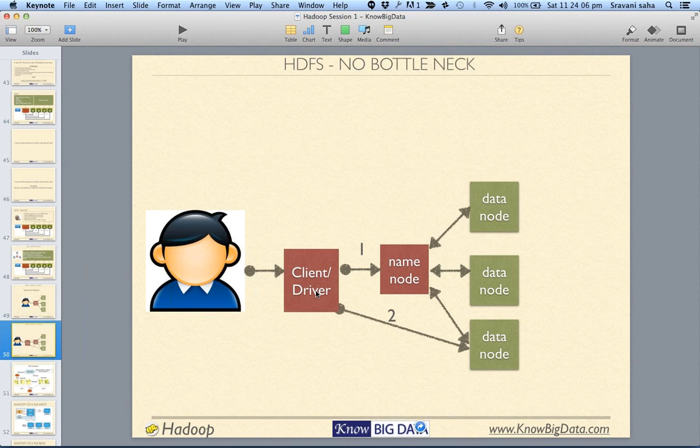The name node just tells it that these are the blocks, and these blocks exist on these data nodes. You go there and read it yourself, and the driver reads that for you and gives it to you. And the driver makes it look like a nice, beautiful file system, and that's the role of the driver.